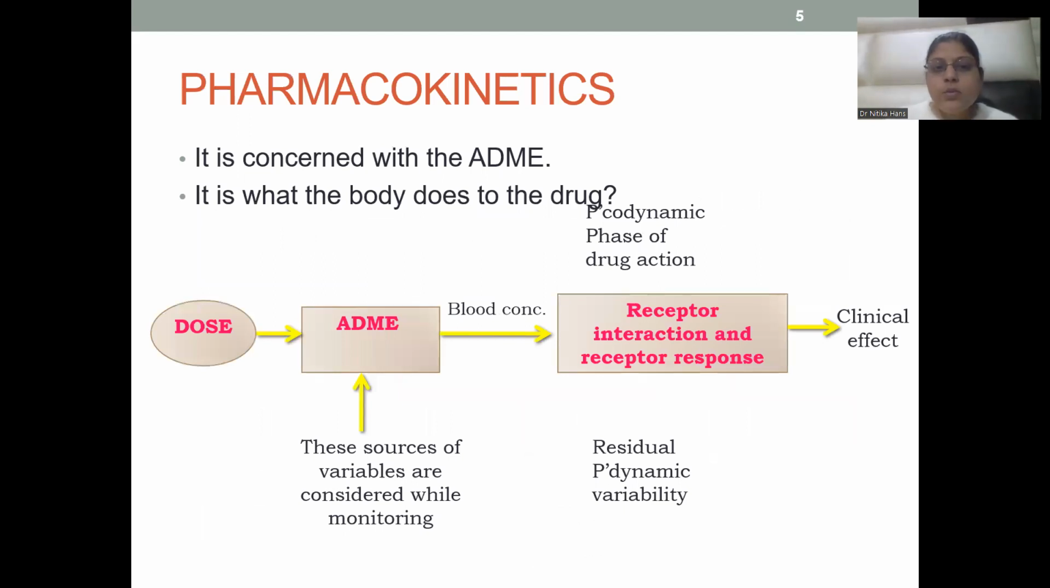Now, it is concerned with pharmacokinetics, that is absorption, distribution, metabolism, and excretion. It is what the body does to the drug. That is, a dose is given, and then the body acts on the drug. These variables are considered while monitoring: absorption, distribution, metabolism, and excretion. When it reaches the blood concentration, there is a receptor interaction and receptor response. There can be pharmacodynamic variability, and then the clinical effect can vary.